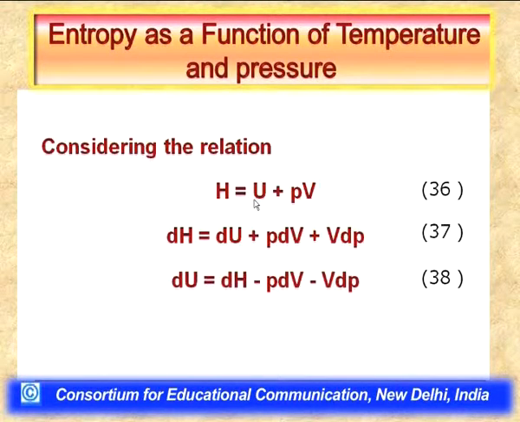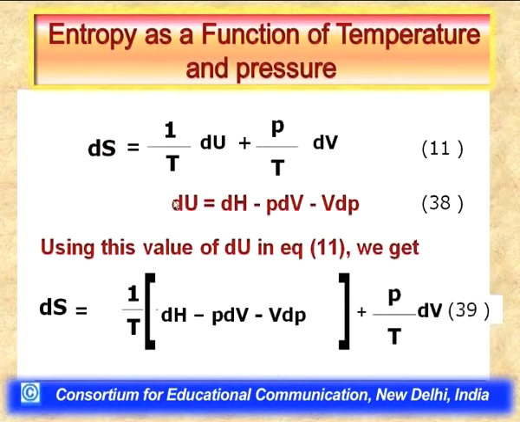Considering the relation of enthalpy with internal energy, we have H equal to U plus PV. Therefore, differentiating, dH equal to dU plus P dV plus V dP. So we can evaluate dU as dH minus P dV minus V dP. So, therefore, what do we get?